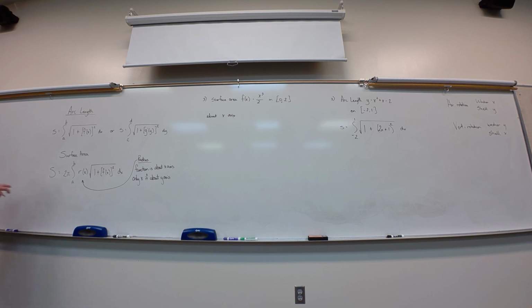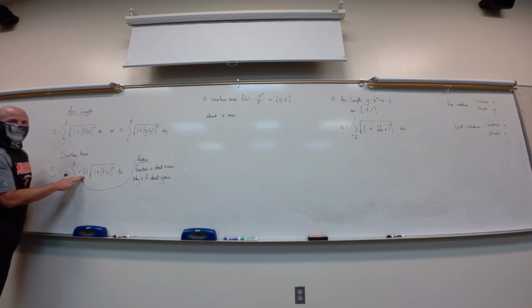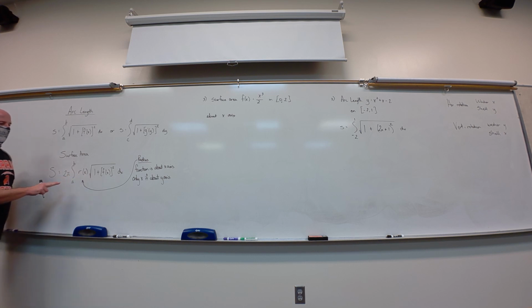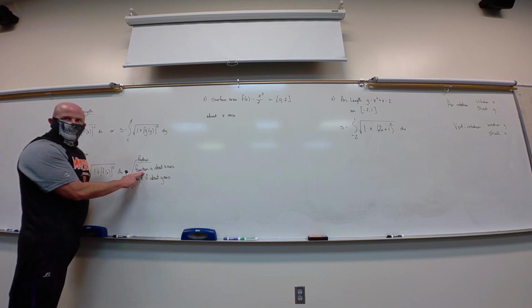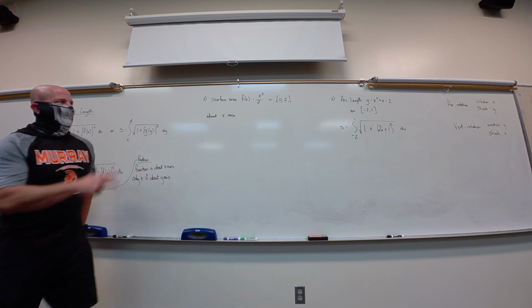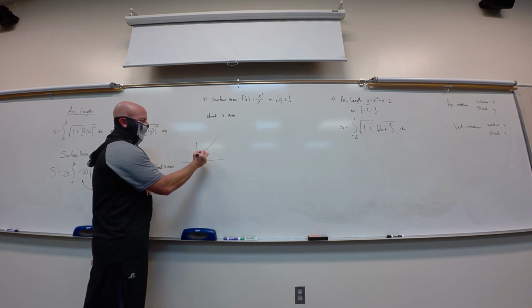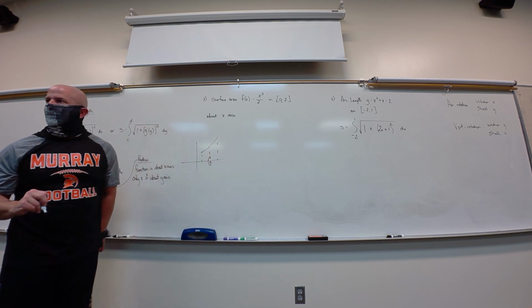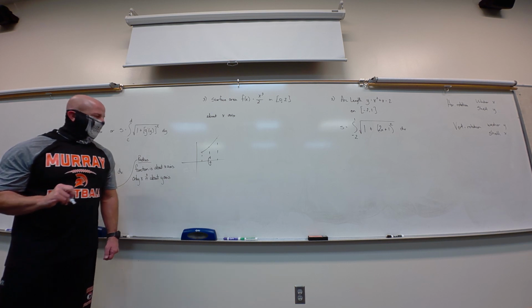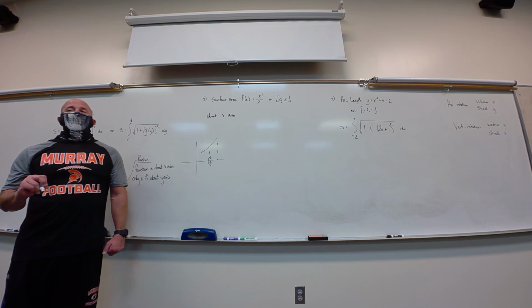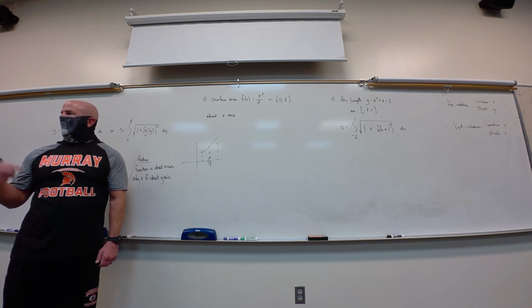This front piece is the key. 2 pi is our rotation. It's taking us all the way around. This is referring to the radius. So if I am going around the x-axis, the radius would be the function. Just to make up a graph here, if this is the x-axis, here's my function. If I'm going around the x-axis, the radius is how far the function is away. That's why it's the function. Does that make sense? Now, if I was going to go around y equals -1, it'd be the function minus -1.